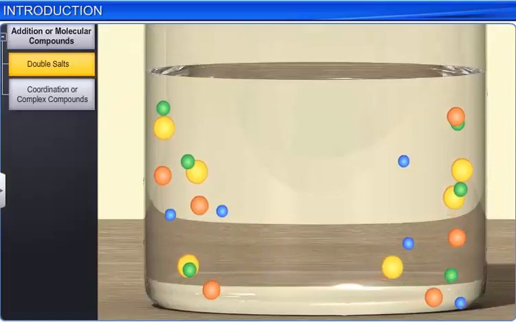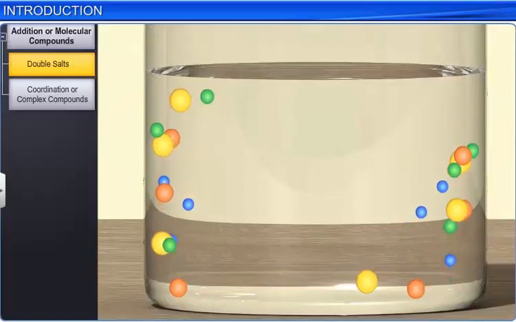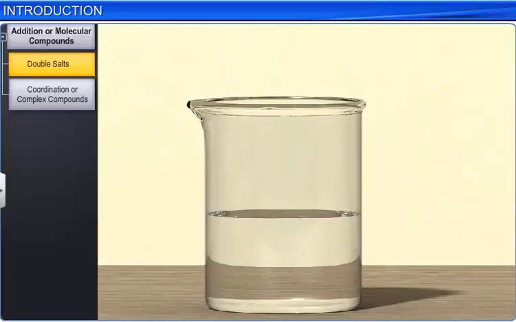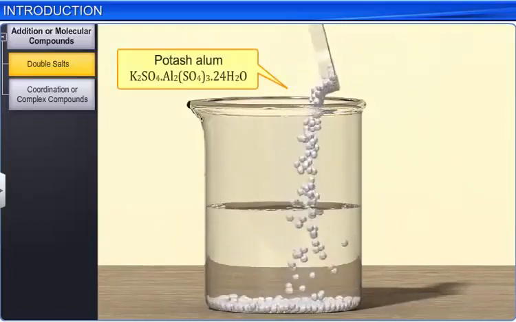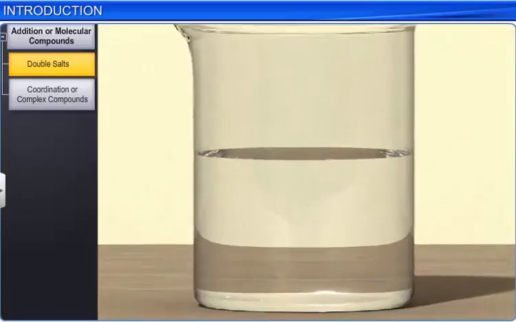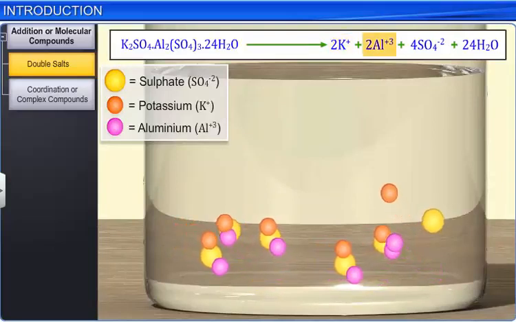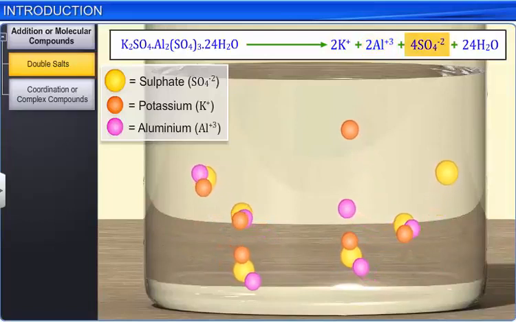For example, an aqueous solution of potash alum will give the tests for K+, Al+3 and SO4-2 ions. Other common examples of this class include carnallite and Moore's salt.